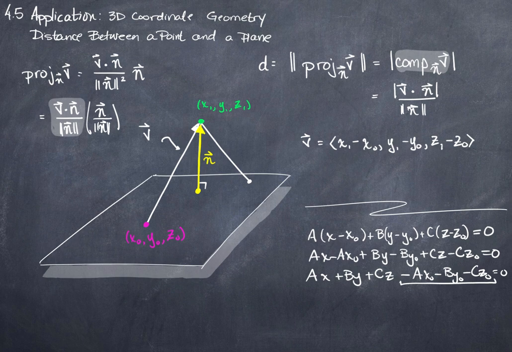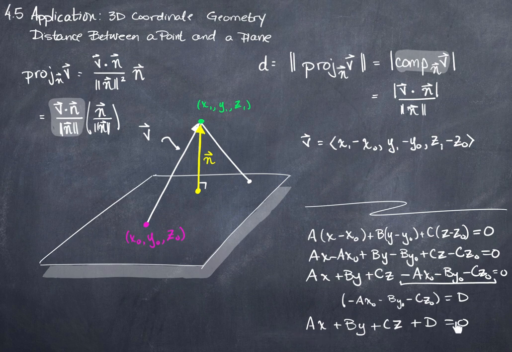All right, so since a, b, and c are numbers, and x naught, y naught, and z naught are numbers, we can call negative a x naught minus b y naught minus c z naught, let's give that a name. Let's call it d. So we end up with this, ax plus by plus cz plus d equals 0 for the equation of a plane.